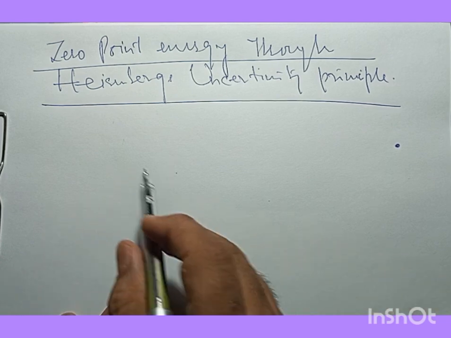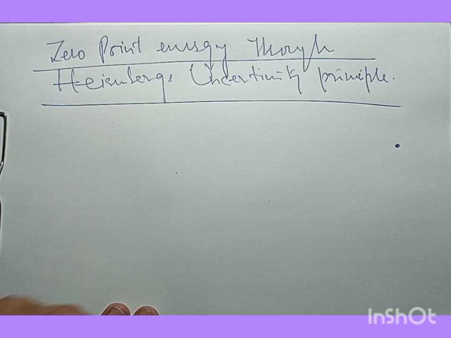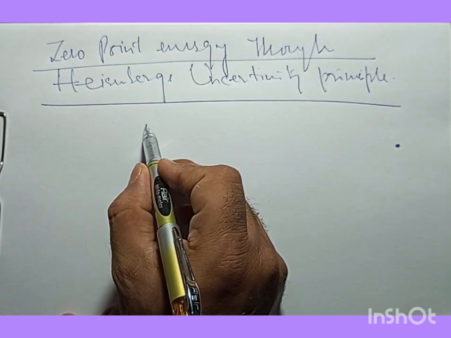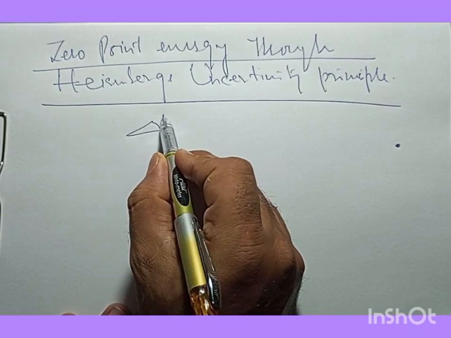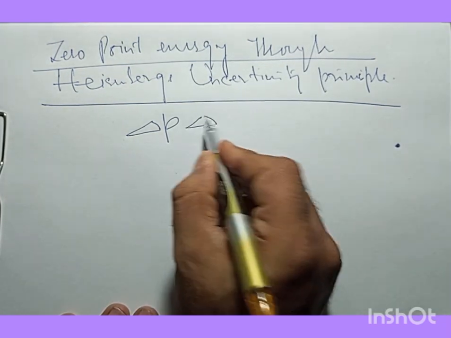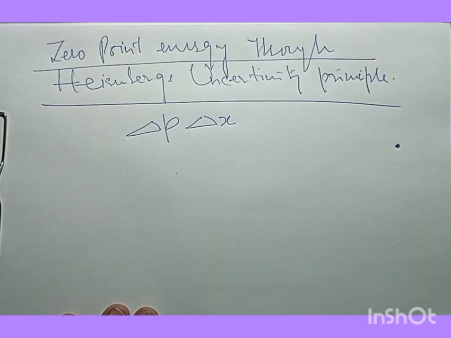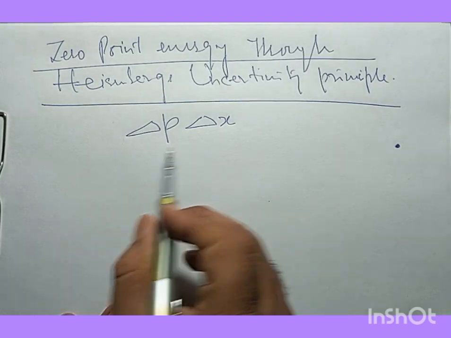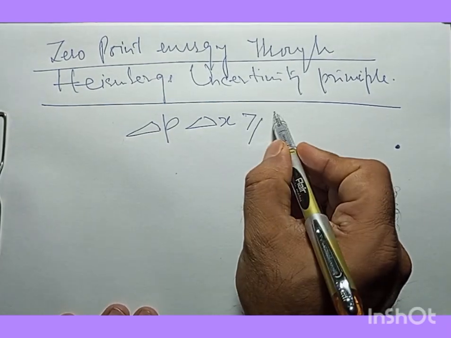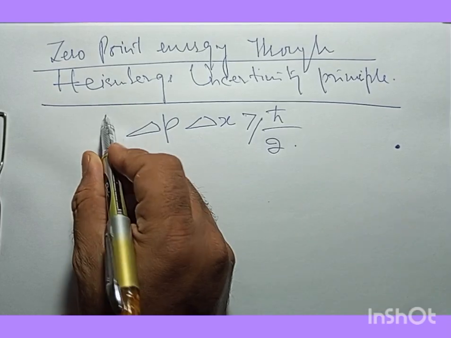Now, to go with that idea, what the uncertainty principle says is that the product of the uncertainties, say delta p is the uncertainty in the measurement of the momentum of the particle, a microscopic particle, and delta x is the uncertainty in the measurement of the position of this quantum particle. Then the product of the two is not zero. This product is greater than or equal to h cross by 2.